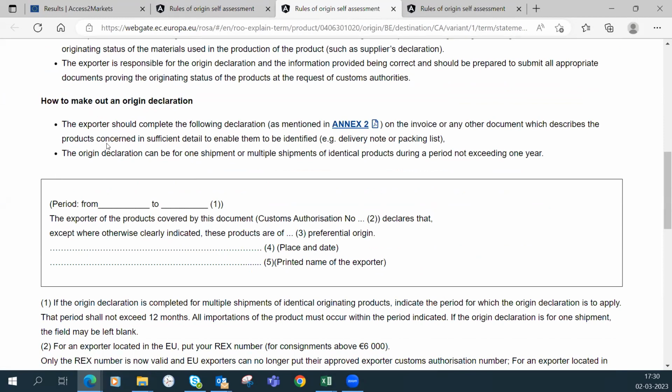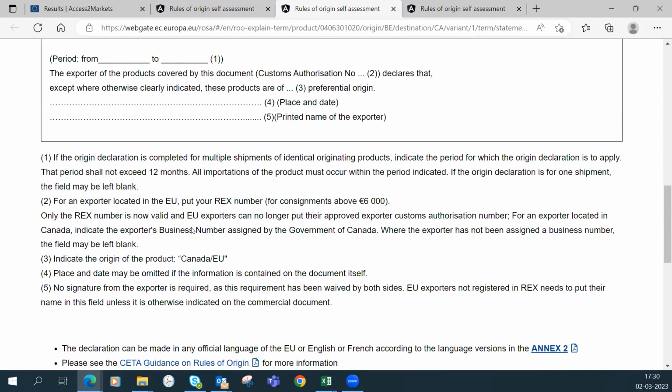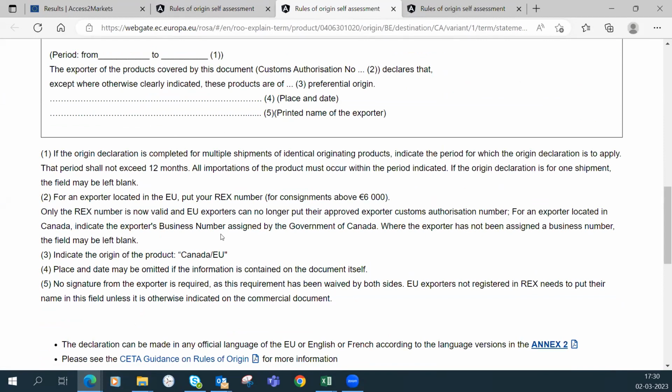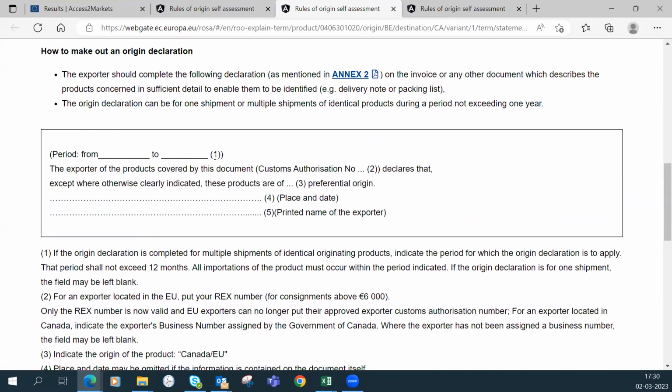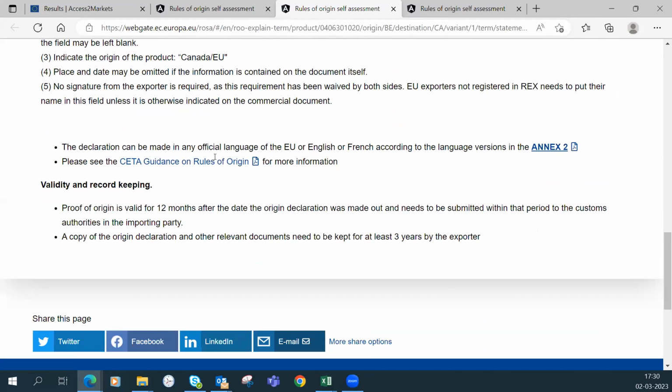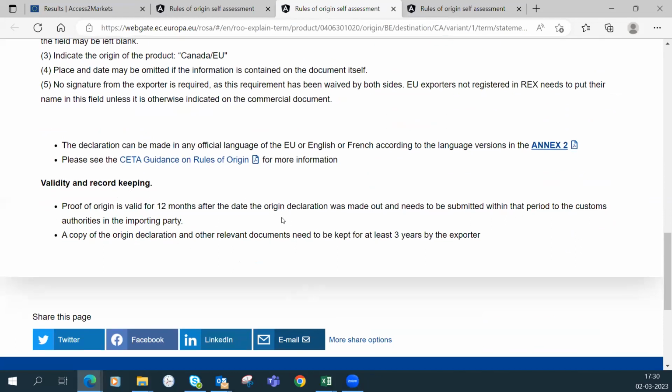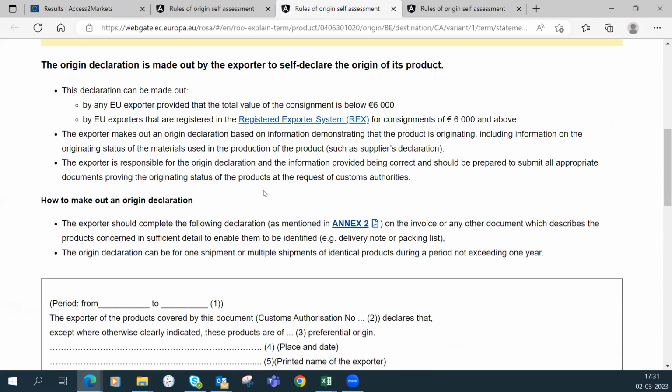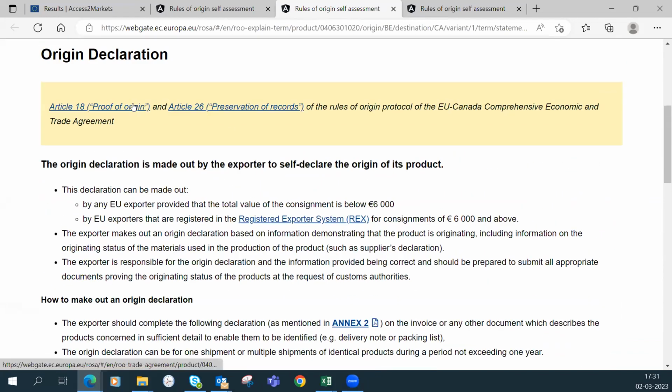What you have to fill in, on which kind of document you have to put this statement, how you have to do it, with all the footnotes, so you can read and correctly make out the origin declaration. You also have information about the validity of this origin declaration and how long the relevant document needs to be kept. So you really have all the information that you need, and if you want to see the legal text that explains this, you can always click there and you will find the relevant article.